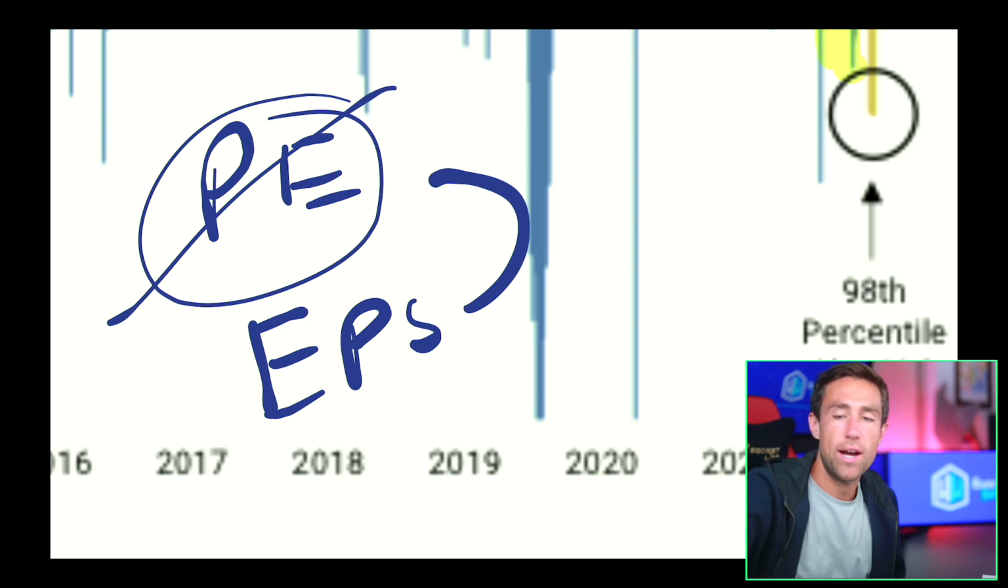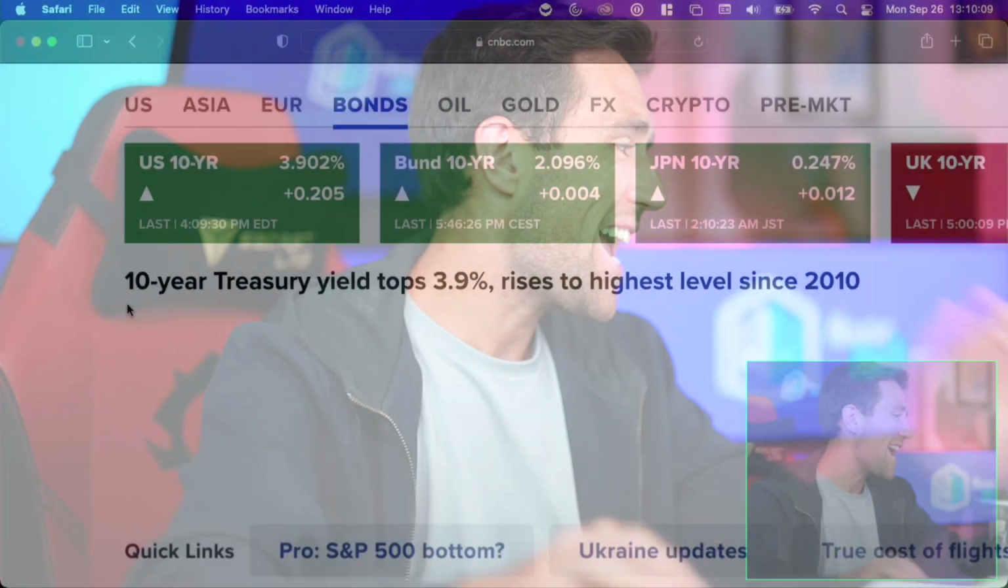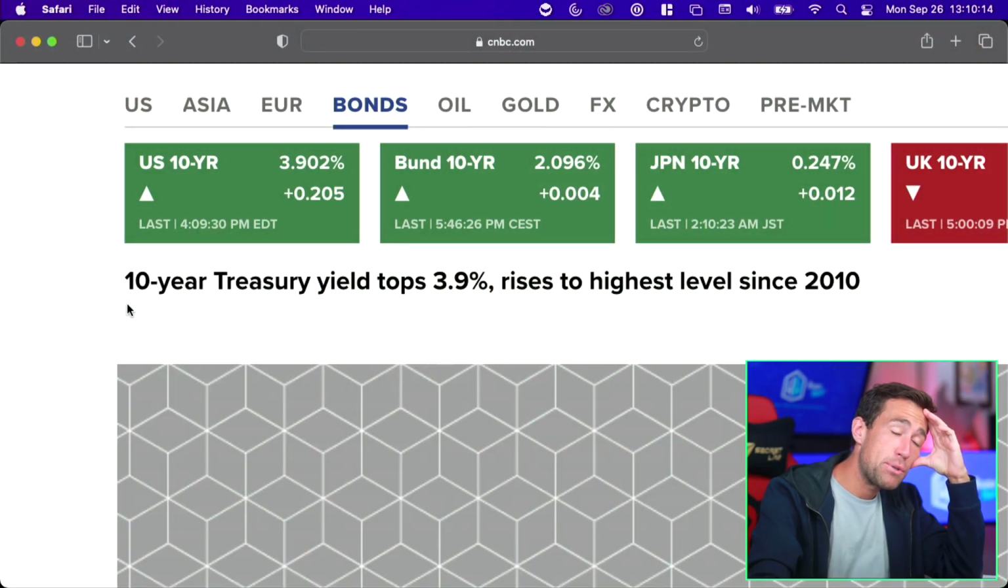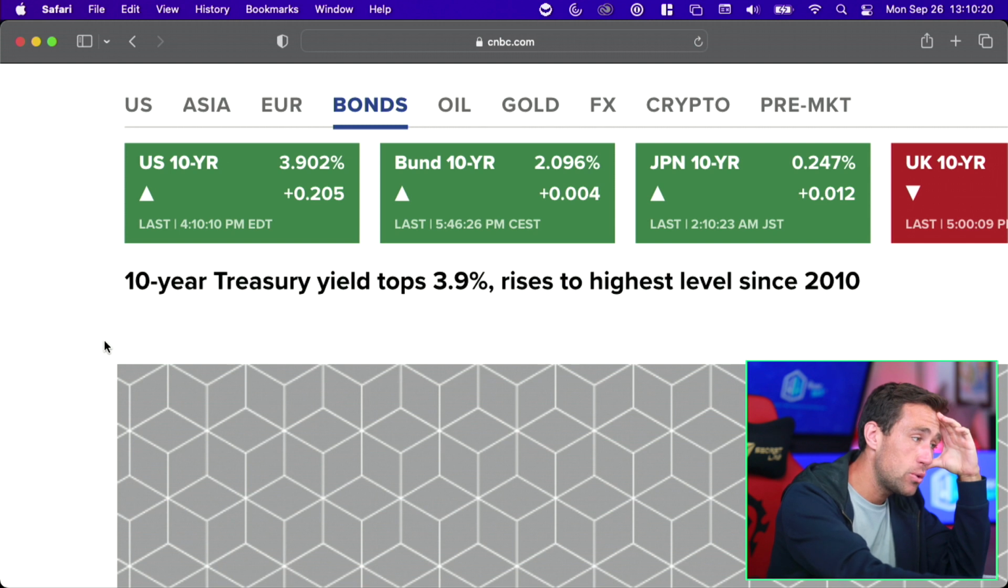That's just market-wide pain. Speaking of market-wide pain, I have to say, I cannot believe that we saw Treasury yields do what they did today. Treasury yields, oh my gosh. Treasury yields on the 10-year, folks, just crossed 3.9%, up 20.5 basis points today. Dude, what? This is absolutely insane.